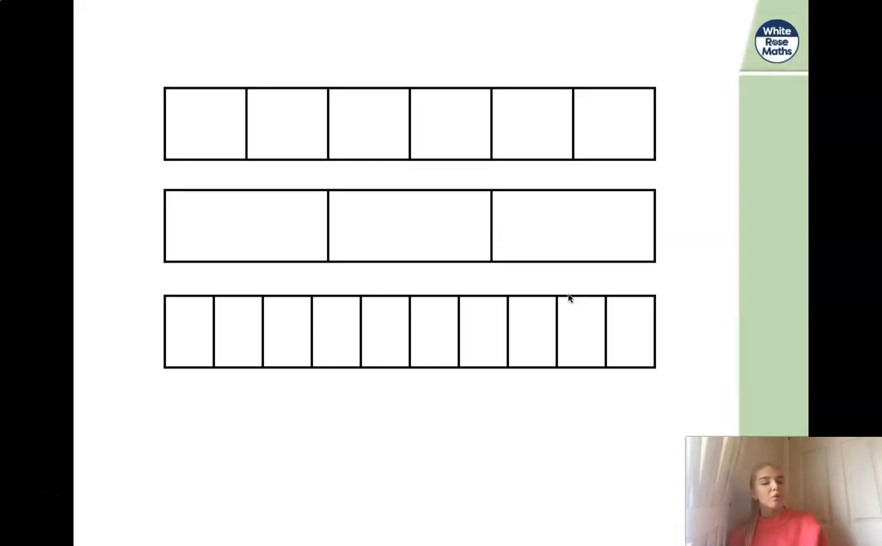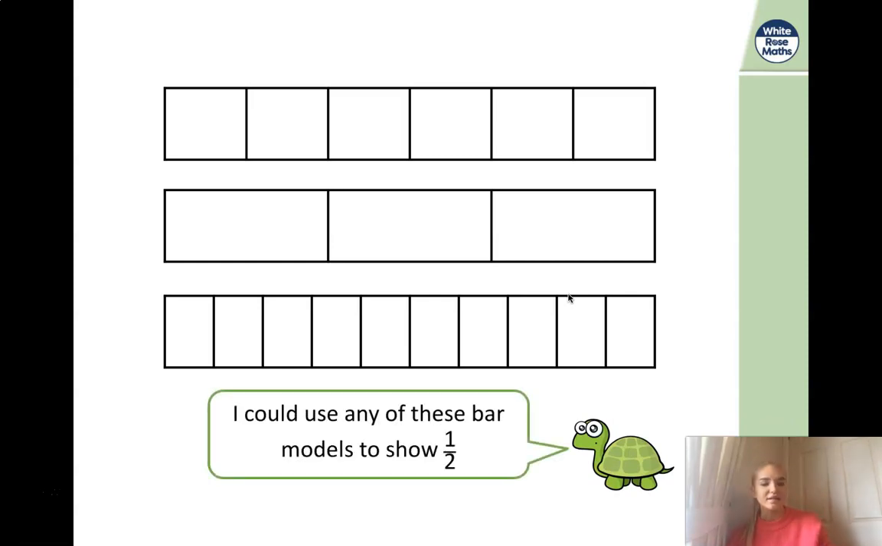Okay, so we have looked at how we can use the bar model to help us so far. Now, Tiny the Turtle has used lots of bar models here, and he thinks that he could use any of these bar models to show 1/2 of the bar. Is he correct? Pause the video and have a think. How did you get on? Did you find out that we cannot find half of every bar that's here because of the way that it's been split?